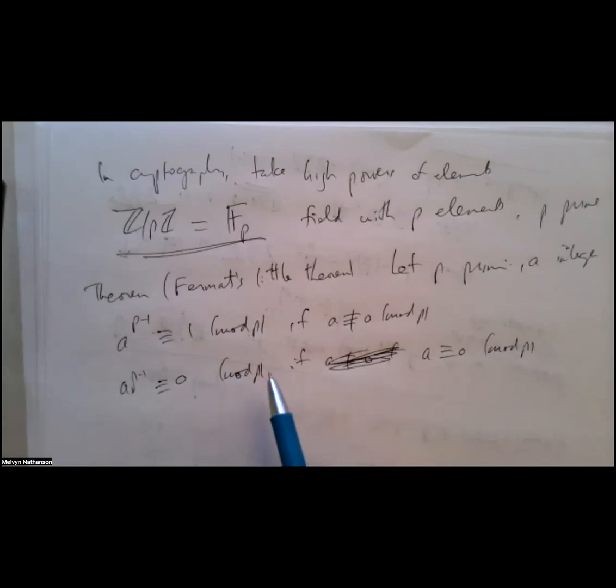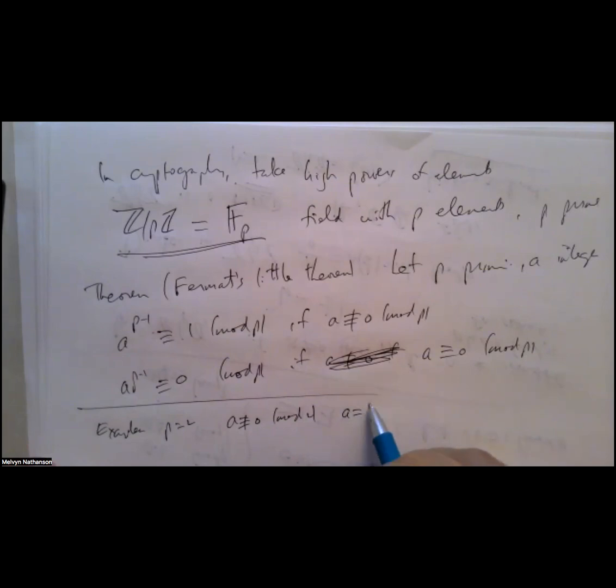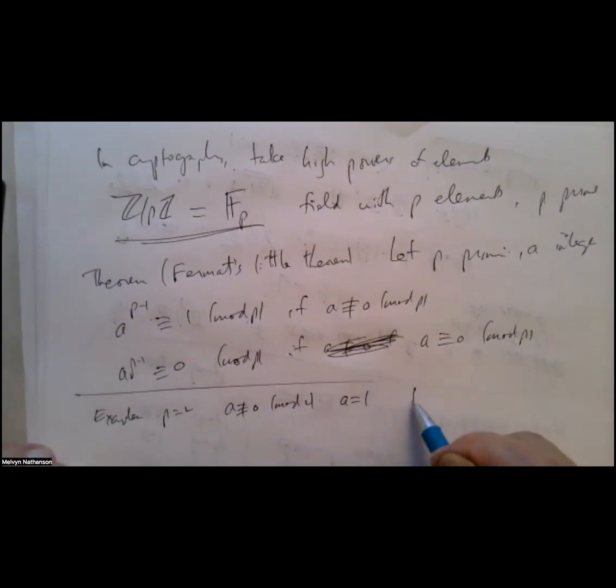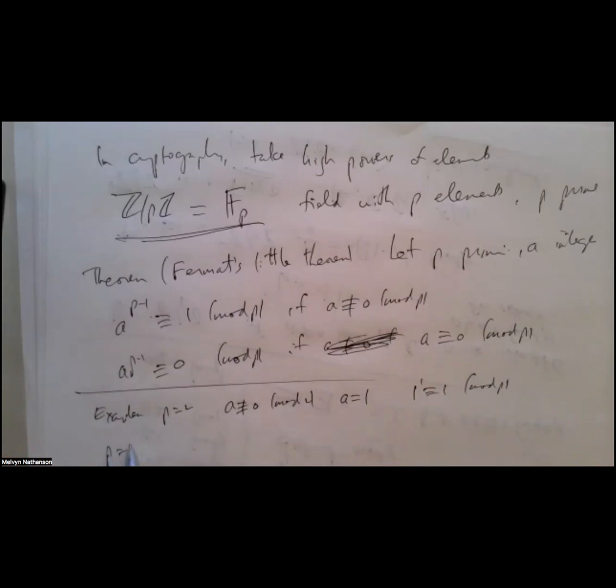And let's just actually look at some examples of this. Suppose P is equal to 2. Well, of course, if A is not 0 mod 2, then A is equal to 1. That's all it can be. And 1 to any power, so 1 to the P minus 1 is just 1 mod P. That's not too exciting. In fact, 1 to any power is always 1 mod P. Suppose I take P equal 3.